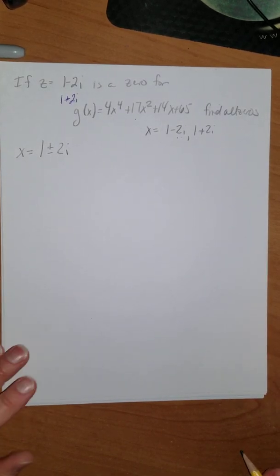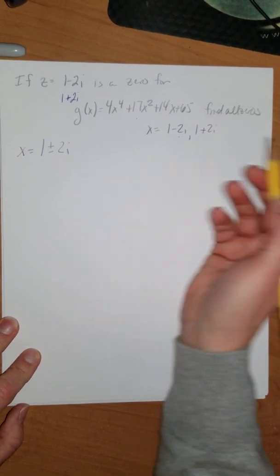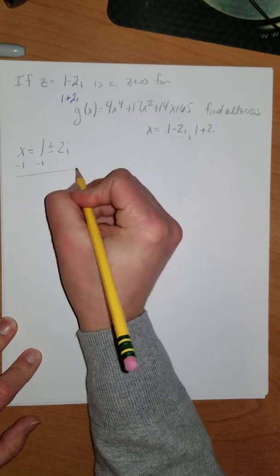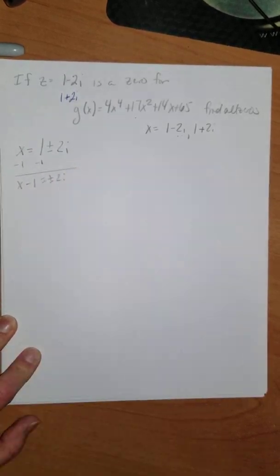I think this is way easier. So I'm going to go backwards and figure out what the polynomial was. All right, so here we go. I'm going to start by subtracting 1. So x minus 1 equals, okay, this is going to be plus or minus 2i.